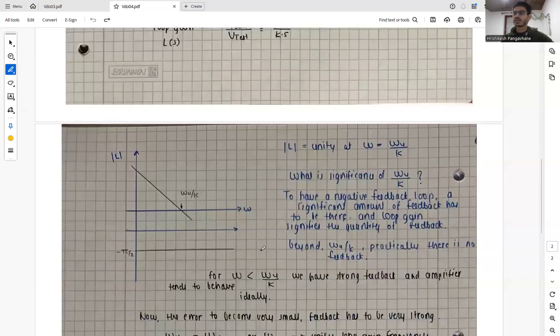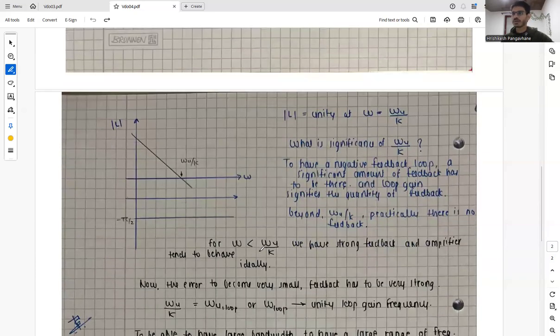And let's talk more about the magnitude and phase plot of our loop gain. So the magnitude of our loop gain becomes unity at the frequency which is equal to omega u by k. And what's the significance of this omega u by k? To have a negative feedback loop, a significant amount of feedback has to be there, and loop gain signifies the quantity of our feedback. So beyond the value of omega u by k, practically there is no feedback.